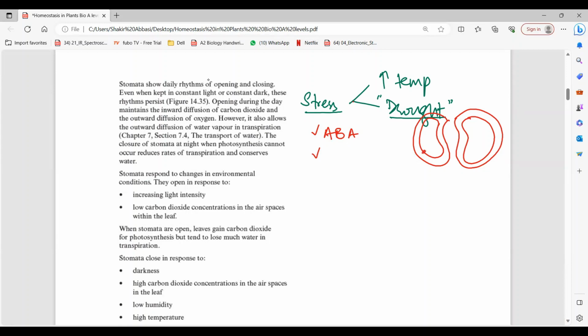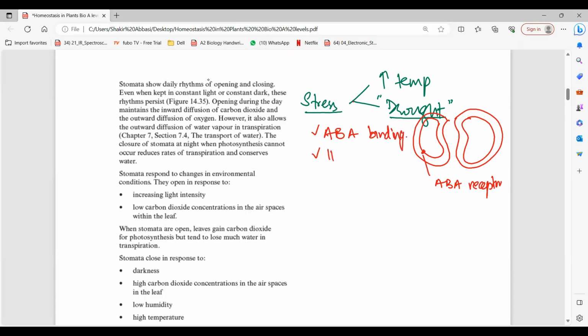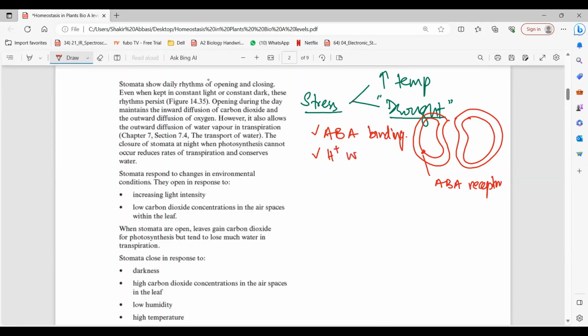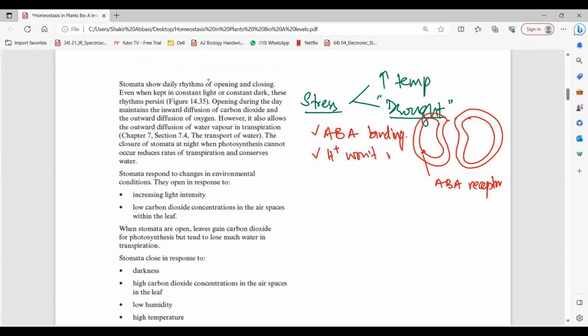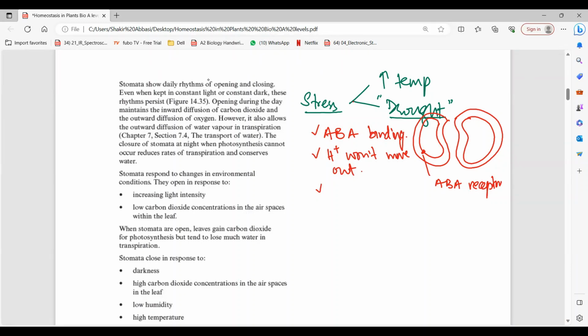Imagine this is the receptor for ABA. So ABA binds to this. Let me write down ABA receptor. Since ABA wants to close the stomata, this ABA binding to its receptor will stop hydrogen ions going out. So hydrogen ions won't move out. They'll be stopped from moving out. As we saw earlier, for stomatal opening, hydrogen ions must move out. But ABA stops them from moving out.